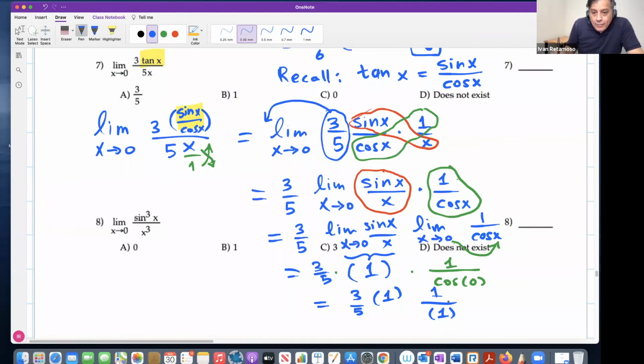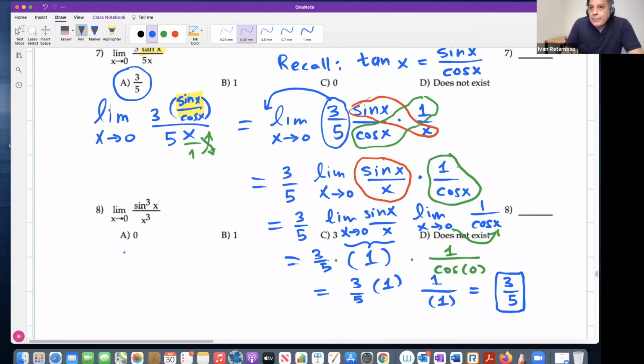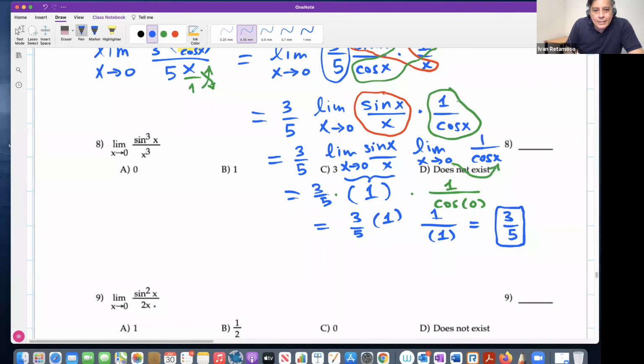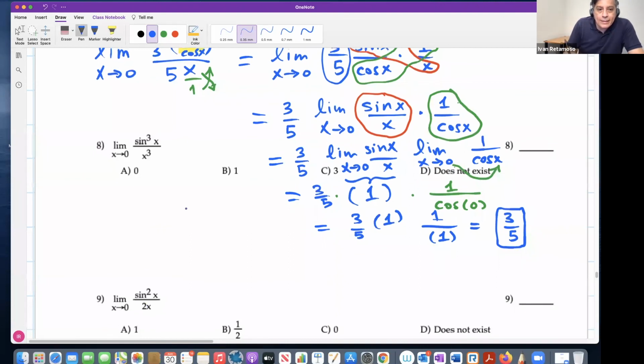So then, therefore, this whole thing comes down to 3/5, right? 3/5. There you go. And this is what you have to choose as your answer. Let's finish with this number 8. I'm going to do number 8 and I'm going to let you do number 9, okay?